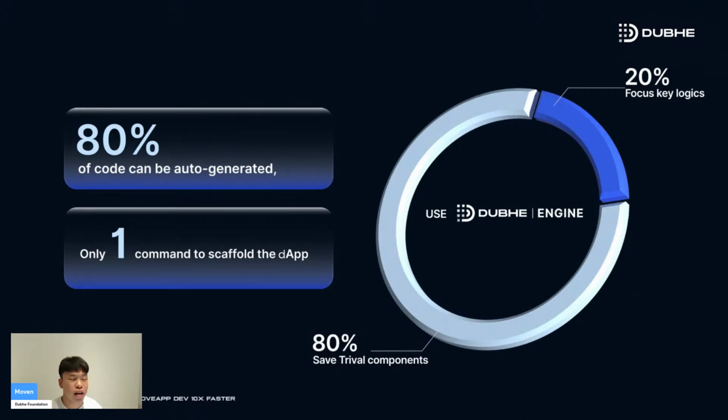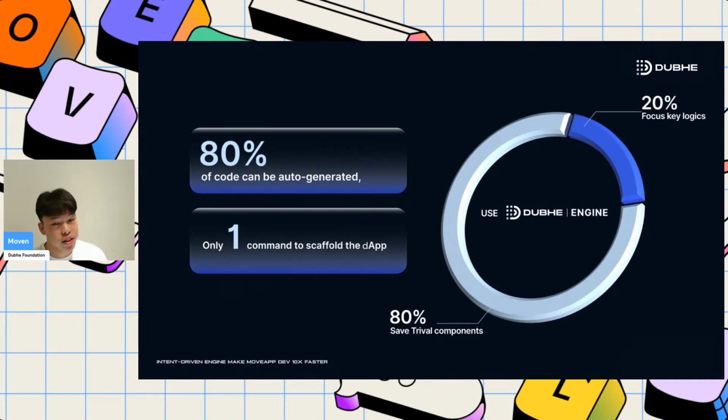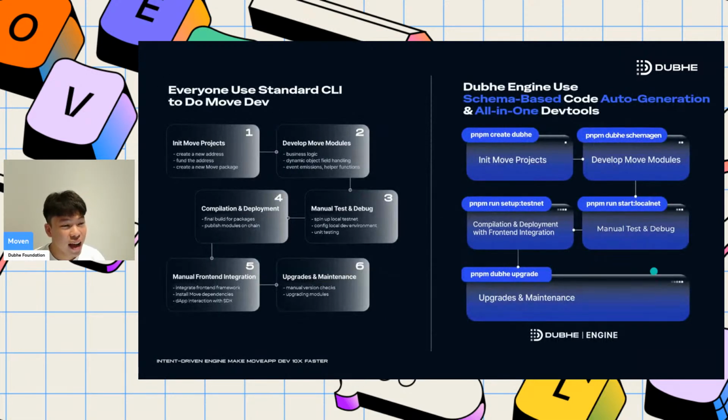We have also done some internal experiments. The statistic is that if we created 500 lines of code for a simple package, only 20% of it is code that we actually wrote as developers, and the remaining 80% can be auto-generated with Dubhe Engine. So you can think of it, it saves a lot of time for developers, with just one command. That's the first thing I want to talk about here.